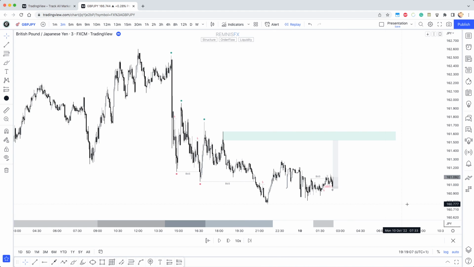So let me mark that one also just quickly here, right? So, oh yeah, there you are, buddy. Okay, so because this is now our valid lower low. Why? Because the liquidity is taken out, right?